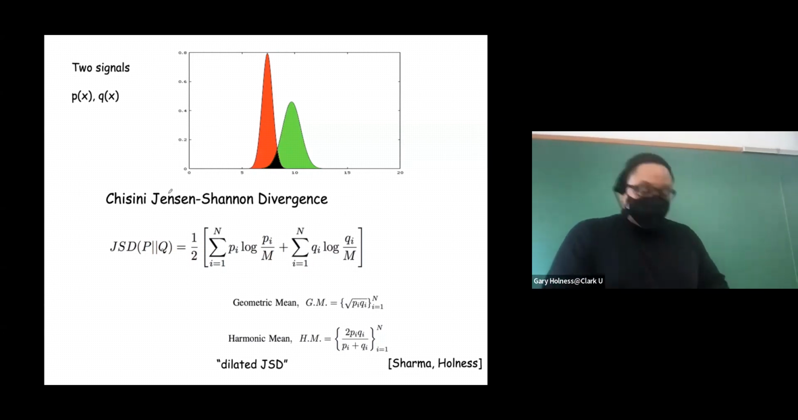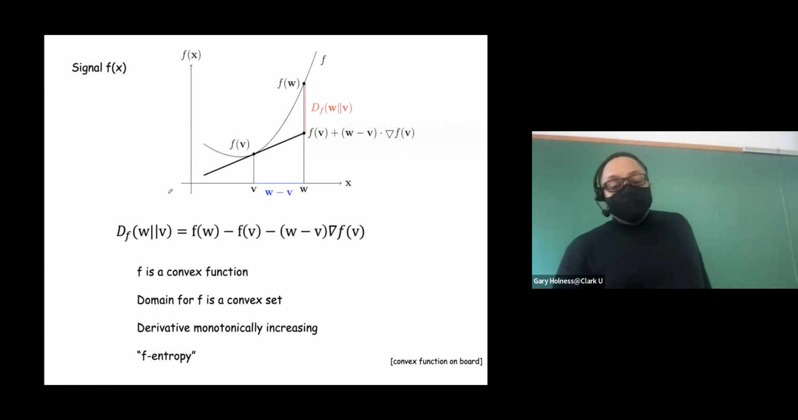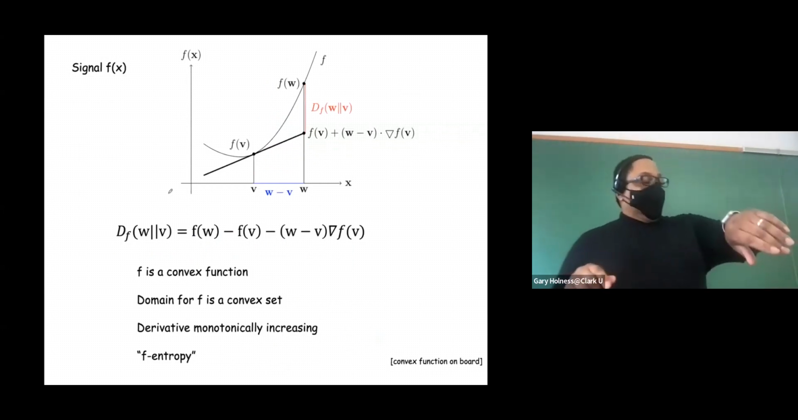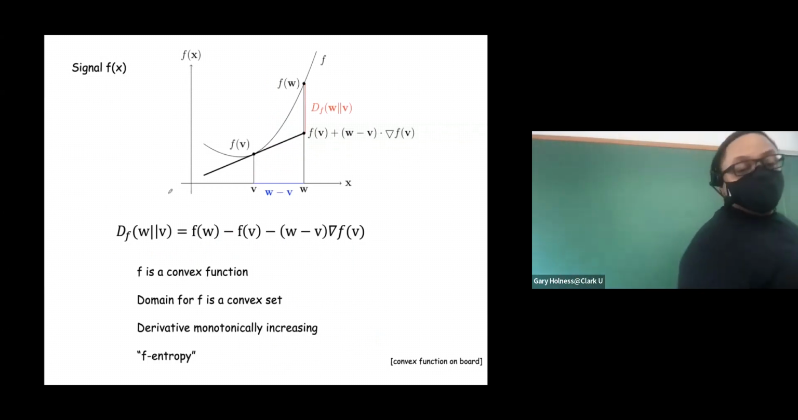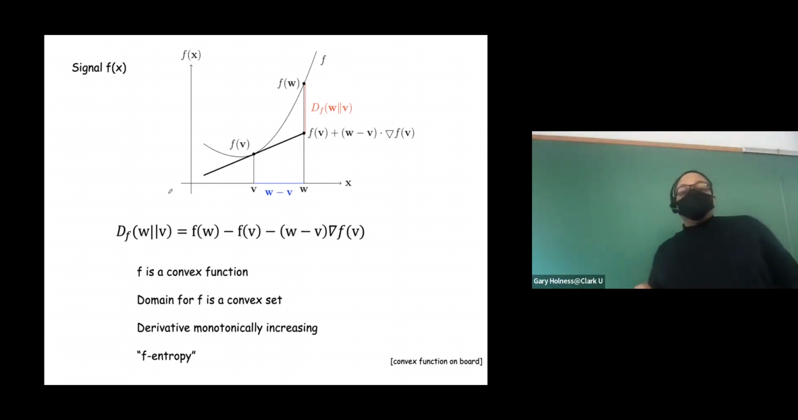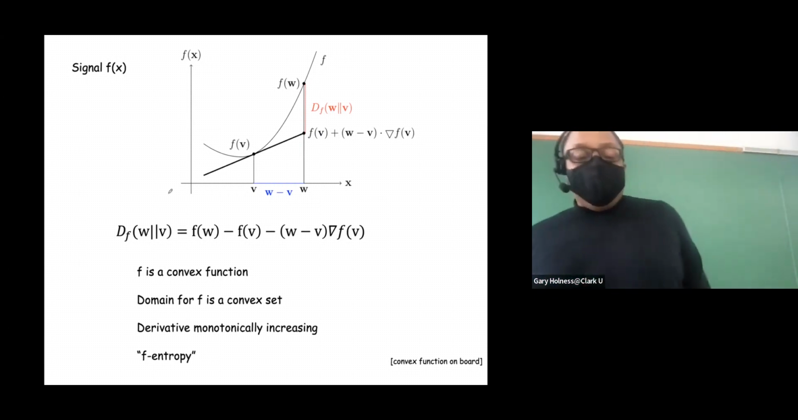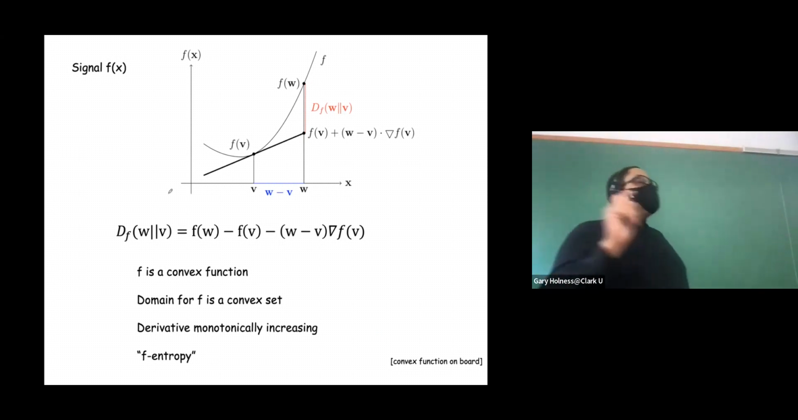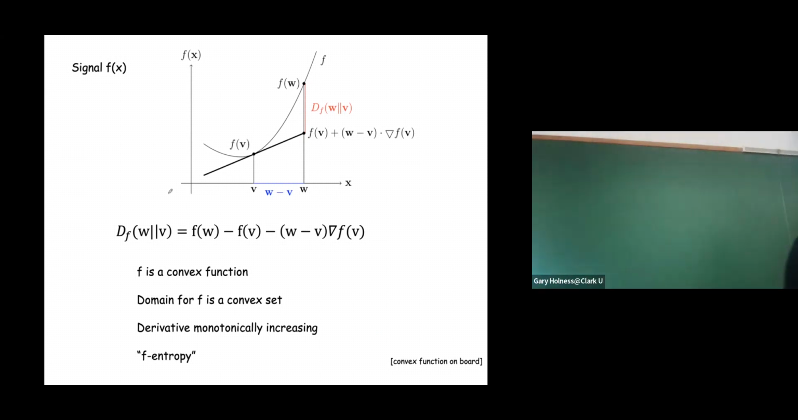All right. And so this last one in this repertoire of information theoretic quantities is the so-called Bregman divergence, or F entropy. And one of the problems with all the other ways of measuring information content in signals is that you don't get to define your functions.